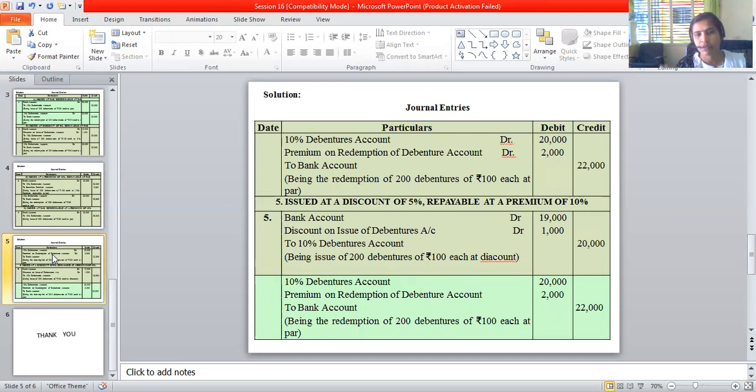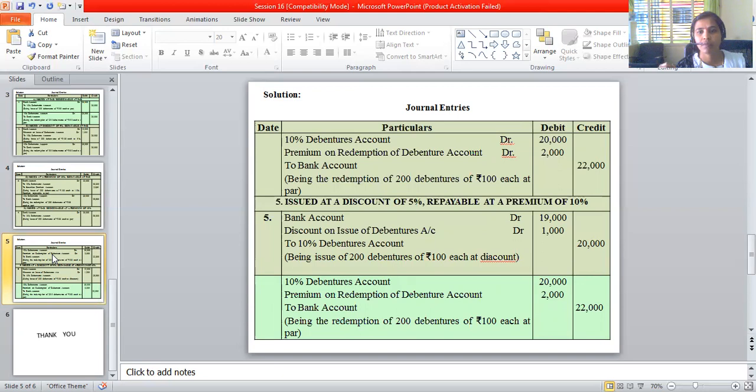So fifth is issue of the debentures at a discount of 5%. So here you are issuing the debentures at discount. So bank account is debited with 19,000. Discount on issue of debentures is 1,000. So if you add up both the values, the nominal value is 20,000. So that will be credited to the debentures account.